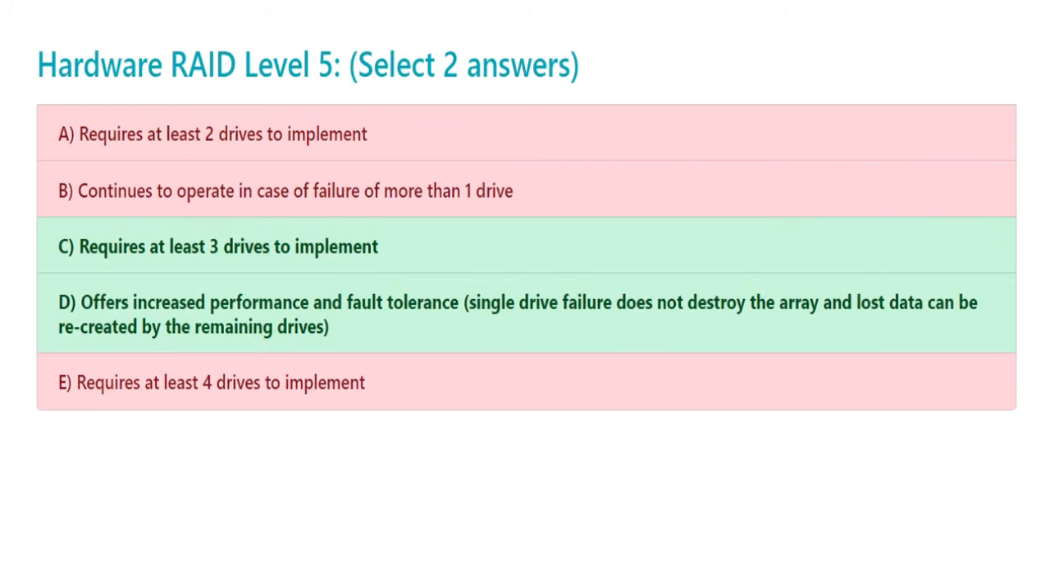The correct answers are C. Requires at least 3 drives to implement. D. Offers increased performance and fault tolerance. Single drive failure does not destroy the array and lost data can be recreated by the remaining drives.